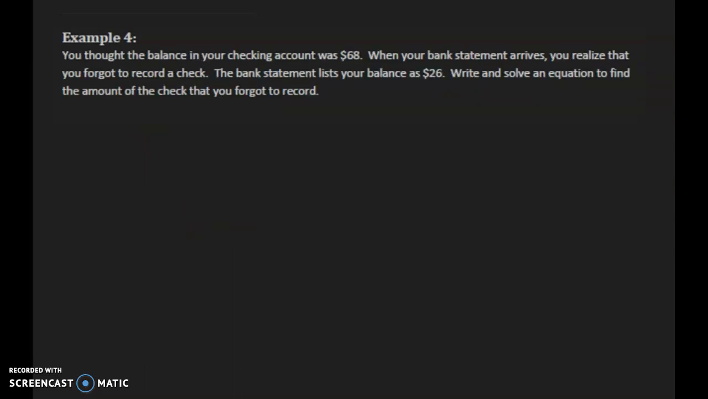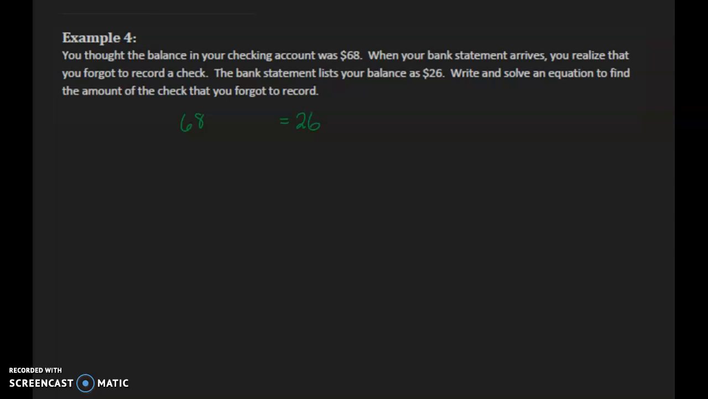Example 4 says, you thought the balance in your checking account was $68. When your bank statement arrives, you realize that you forgot to record a check. The bank statement lists your balance as $26. Write and solve an equation to find the amount of the check you forgot to record. So you had $68 in your bank account. Now, your balance is $26. So it went from $68 you thought you had to $26.